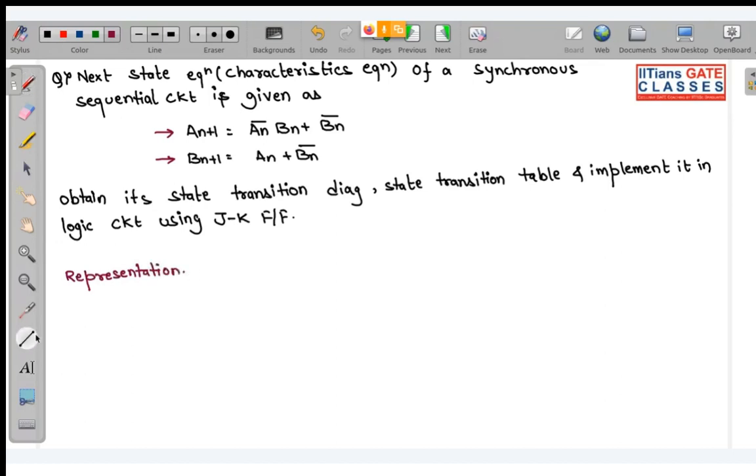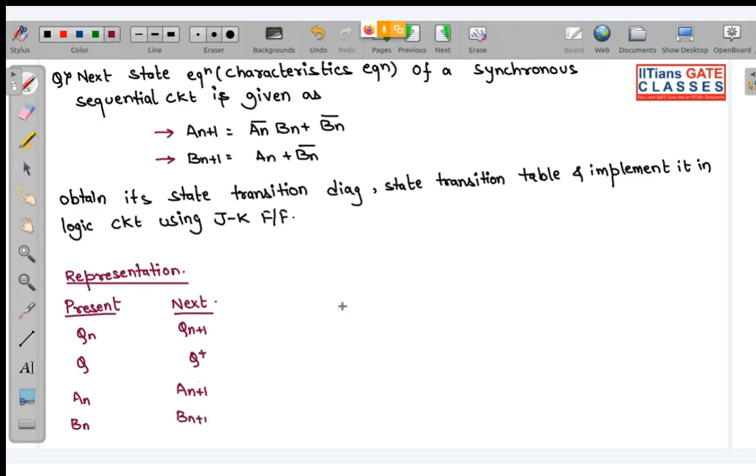There are various ways to represent your present state and your next state. Till now we have written it like present state Qn, next state Qn plus 1. Sometimes we have even written it like Q plus. Now if we have flip-flop A, the present state can be written as An, and the next state of flip-flop A can be written as An plus 1. Similarly for flip-flop B, we can write Bn plus 1.